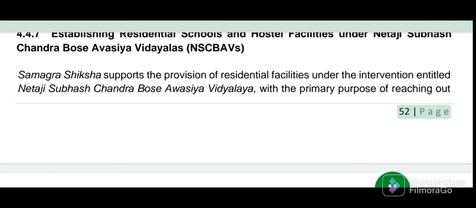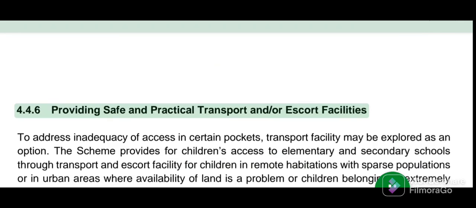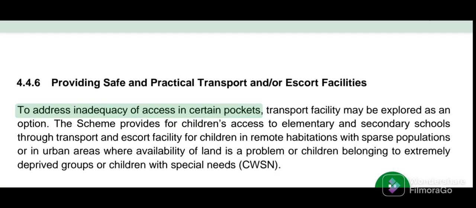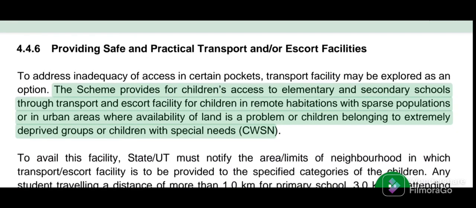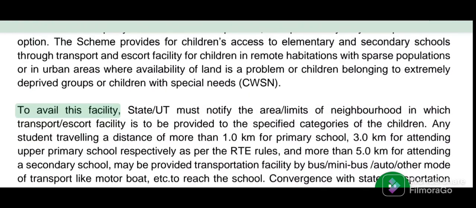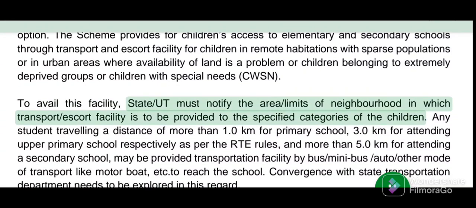4.4.6 Providing safe and practical transport and/or escort facilities. To address inadequacy of access in certain pockets, transport facility may be explored as an option. The scheme provides for children's access to elementary and secondary schools through transport and escort facility for children in remote habitations with sparse populations, or in urban areas where availability of land is a problem, or children belonging to extremely deprived groups or children with special needs, CWSN. To avail this facility, the State/UT must notify the area limits of the neighborhood in which transport or escort facility is to be provided to the specified categories of children.